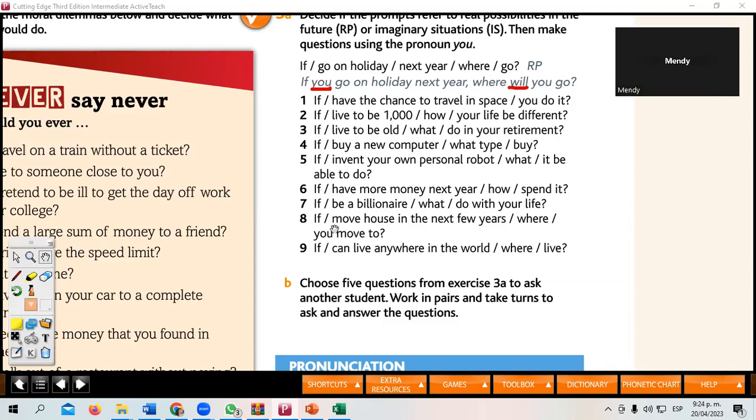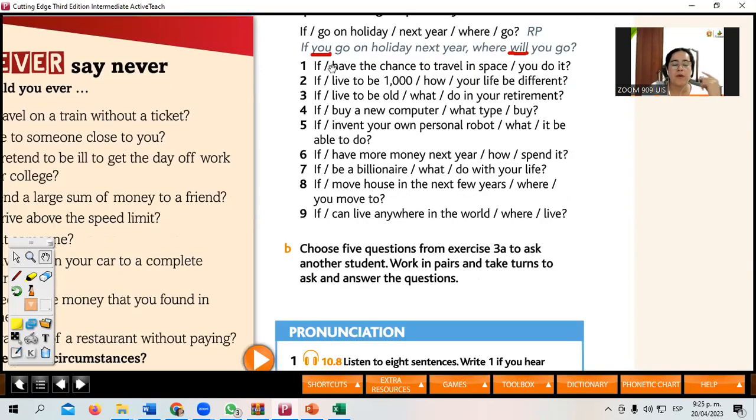If you were moved house in the next few years, where would you move to? No, in this case is first conditional. Está es el primer condicional. If you move house, where will you move to? Esa es una situación real. Okay? With will. Ahí usamos el primer condicional.